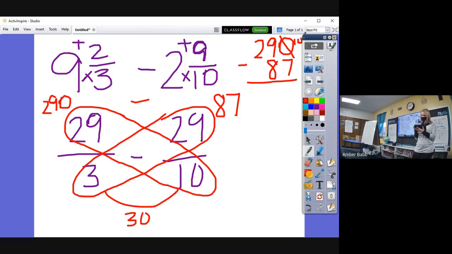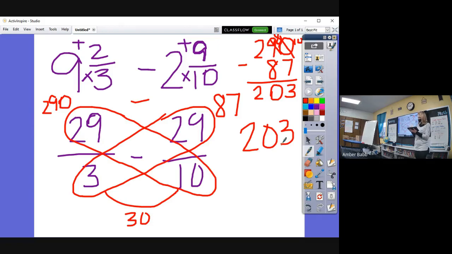I can't do that, so I've got to borrow and make that a 10. 10 minus 7 is 3, and I borrowed from that, so that's an 8 minus 8, 0. And my 2, subtract nothing, 203. So my numerator is 203. That's the 290 minus 87. And I'm going to put it on top of 30.